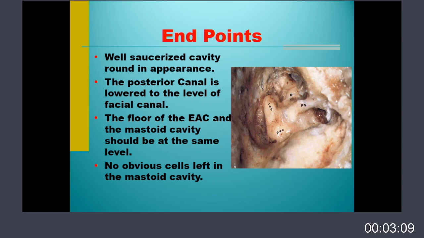When you do the canal wall down, it should be a well saucerized cavity, round in appearance. The posterior canal wall is lowered to the level of the facial canal. The floor of the external canal and the mastoid cavity should be at the same level. There should not be any obvious cell left in the mastoid cavity. All the accessible air cells should be removed. Because if you don't remove the cells and the mucosa is there and you have obliterated, it will keep on secreting. So all the accessible air cells should be removed.